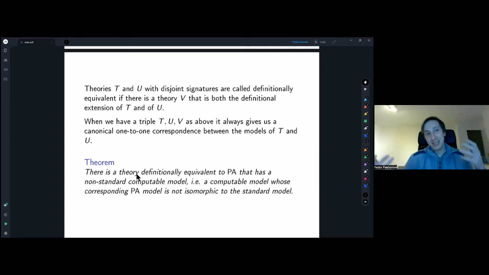So in this example of mutual interpretability, you collapsed some information, some range of possibilities that was present in ZF minus, to a much smaller range of possible models.